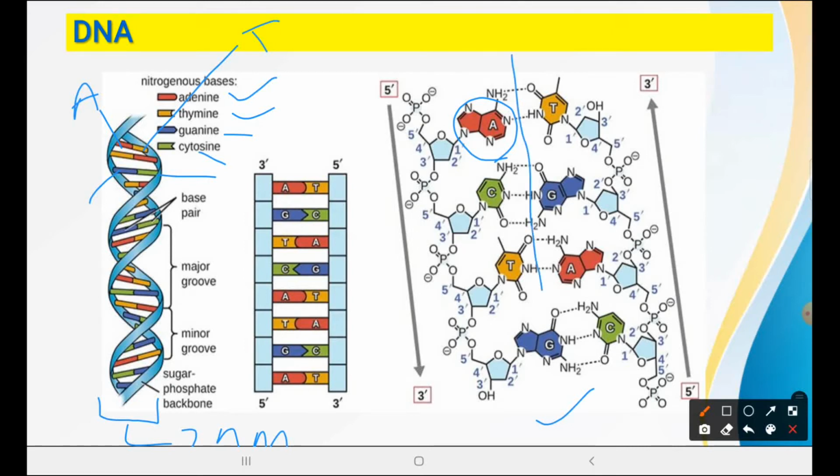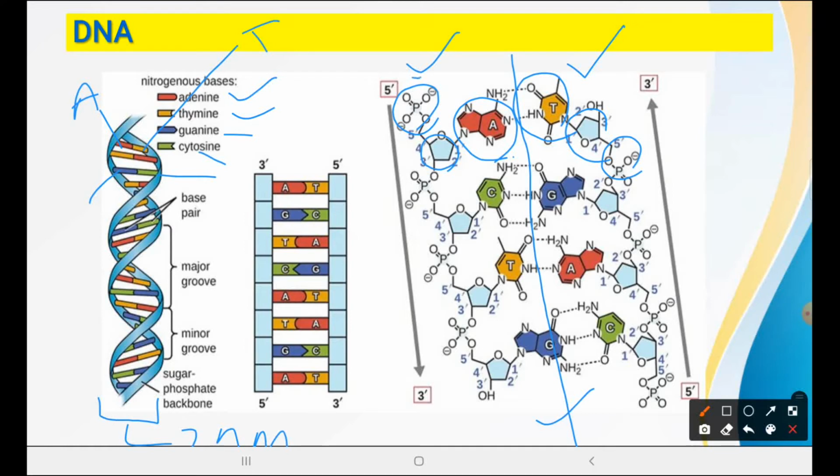Just let me draw a dividing line here. This is one strand, this one is another strand. In this strand, there is a pentose sugar, there is a phosphoric acid group, then there is a nitrogenous base. Got it? Similarly, here also there is a nitrogenous base, there is a pentose sugar, and there is a phosphoric acid. Now, look how they are connected.